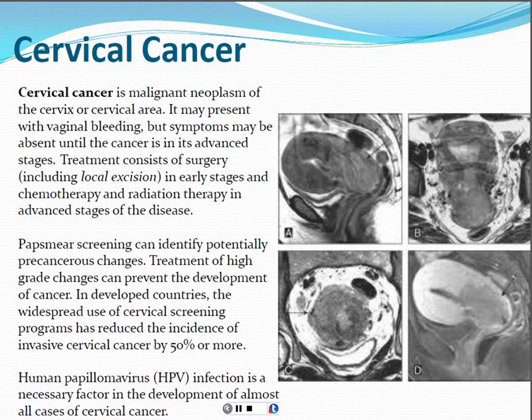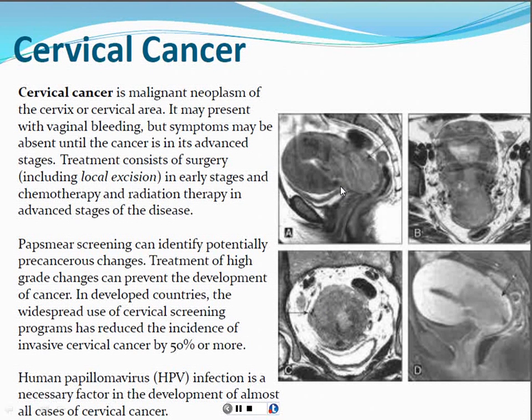This is an example of cervical cancer. Obviously it's a malignant tumor that starts out in the cervix and can spread outside the cervix. Unfortunately, sometimes it gets into the lower portion of the uterus and into the soft tissues around the uterus.